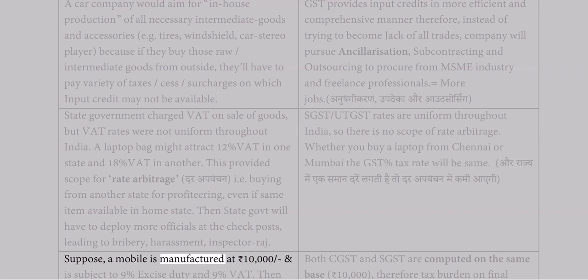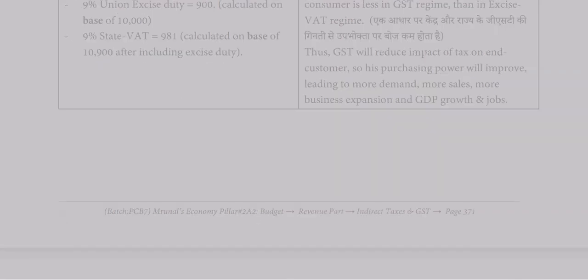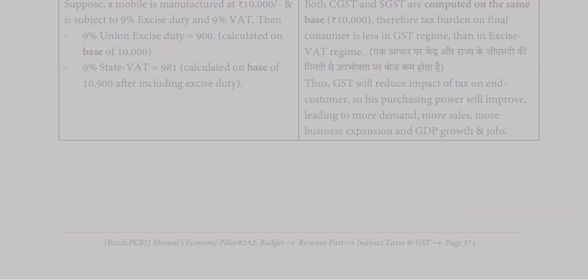Suppose a mobile is manufactured at 10,000 Indian rupees only and is subject to 9% excise duty and 9% VAT. Then 9% union excise duty equals 900, calculated on a base of 10,000. 9% state VAT equals 981, calculated on a base of 10,900 after including excise duty. Under GST, both CGST and SGST are computed on the same base, 10,000 Indian rupees, therefore the tax burden on the final consumer is less in the GST regime than in the excise-VAT regime.